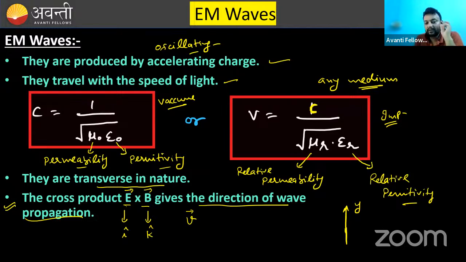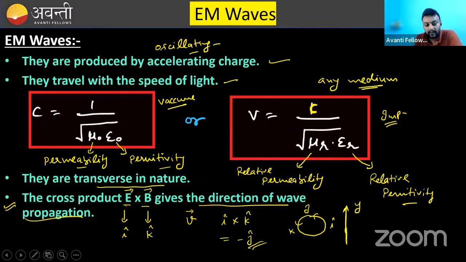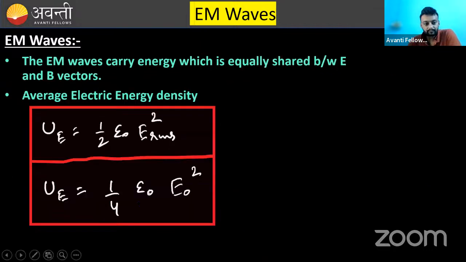The product E cross B will give the direction of wave propagation. E cross B, if I say, that will be i cross k. And i cross k, I think everybody remembers this relation: i, j, and k. So i cross k will be j cap, but it is negative j cap. Why negative? Because we are moving opposite to the circle. So that will be minus j cap. Very good. Everybody, I think, answered correctly. That is minus j cap. So remember this relation. This is very useful. Now moving further.